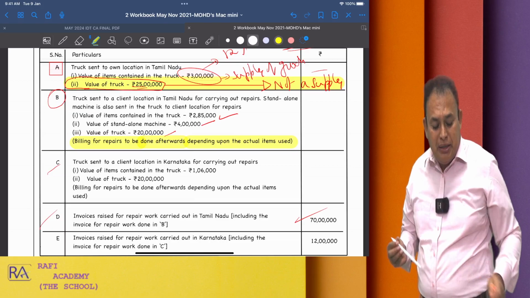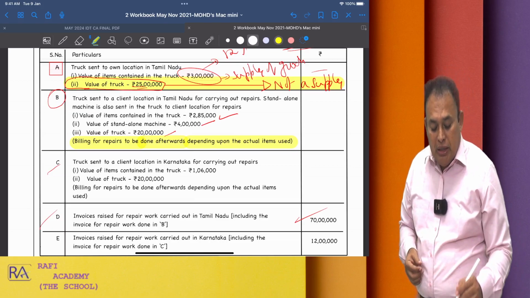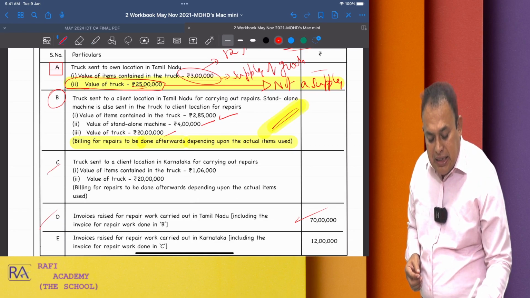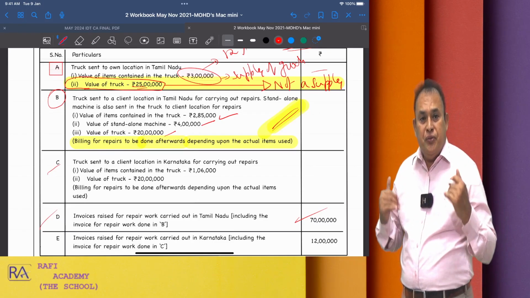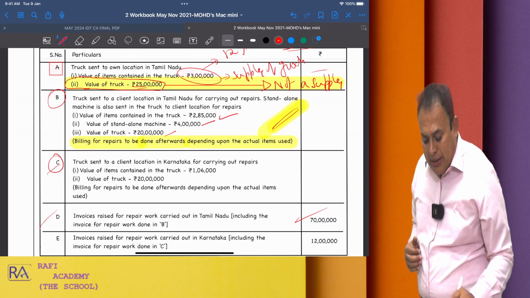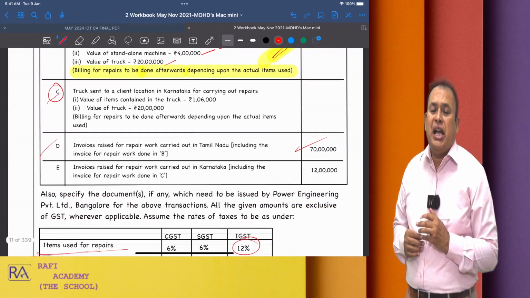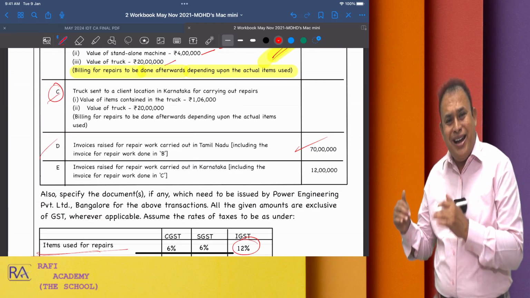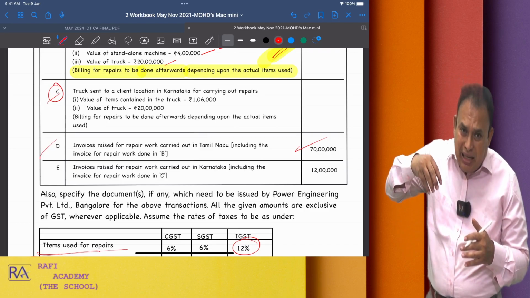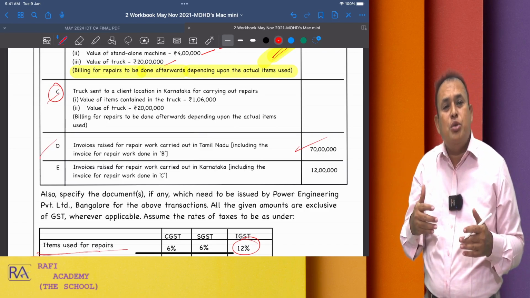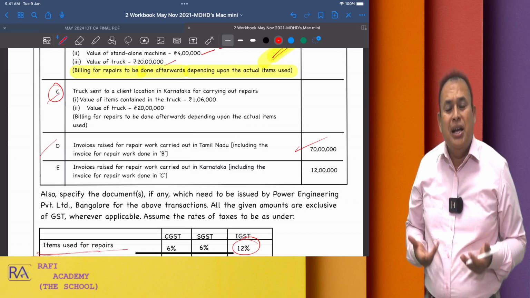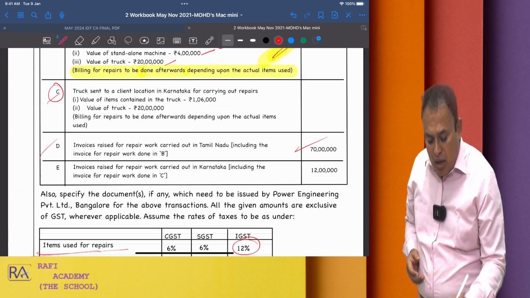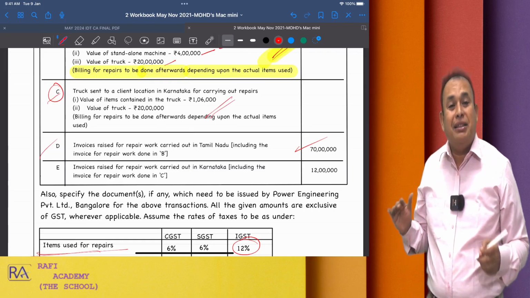Therefore, at this point of time, it is premature to bring GST liability. As such, there won't be any GST liability at this point of time. Further, point number C says the truck is sent to the client location in Karnataka for carrying out repair. That means head office Bangalore, Karnataka, is sending the goods to their client in Karnataka, but it is also premature to say the value of supply unless the works contract gets completed. Therefore, this cannot be called a supply at that moment.